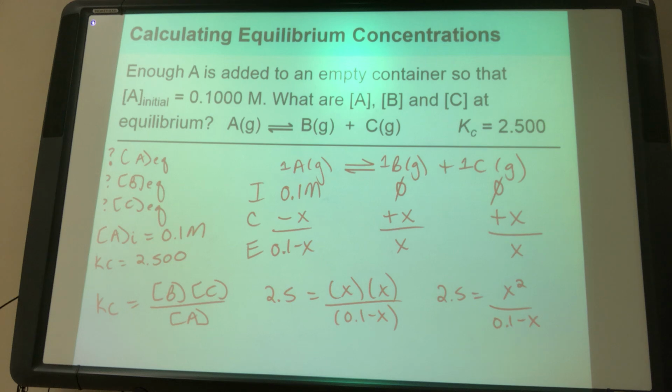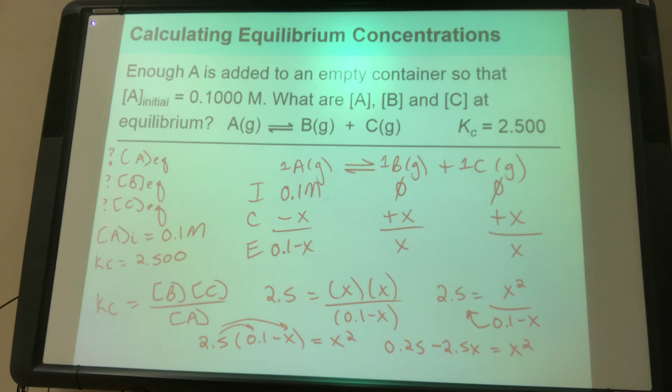I can tell you this, you're going to have homework on this, you're going to have a problem like this, so you need to know how to do it. All right, let's look at how we're going to solve for x. First, let me rearrange this. Let me move it over. So now I have 2.5 times 0.1 minus x is equal to x squared. Distribute the 2.5: 2.5 times 0.1 is 0.25, minus 2.5x is equal to x squared.